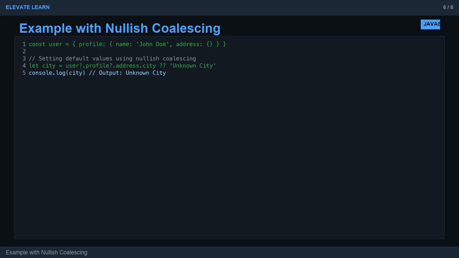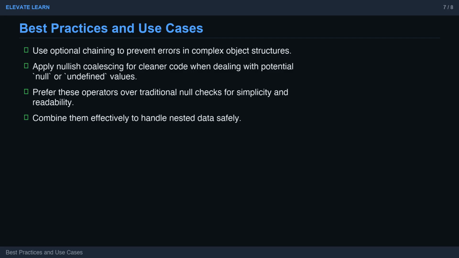Stay tuned. Let's dive into an example using both optional chaining and Nullish coalescing. Here we have our user object, which includes a profile with nested address details. Now, let's see how these features work together to set default values in JavaScript. We want to get the city field from the address, but if it's missing or undefined, we should use unknown city as the fallback value. Here's our code.